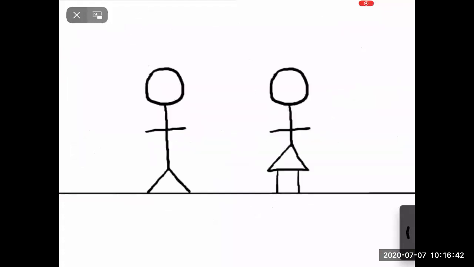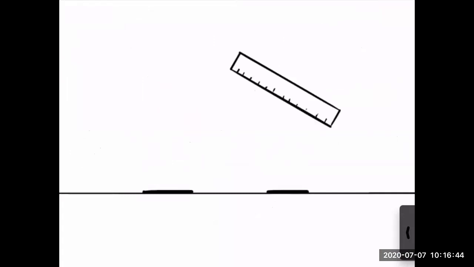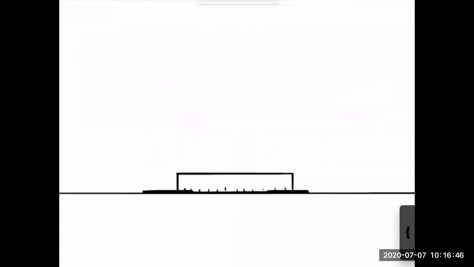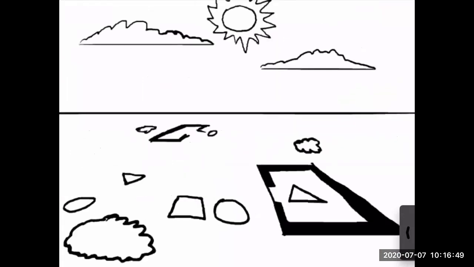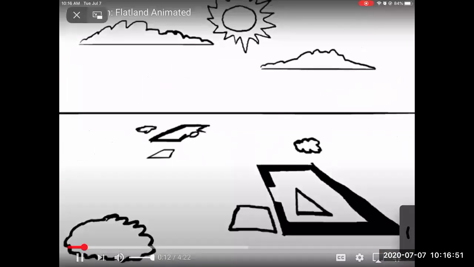Let's imagine that we are perfectly flat. I mean, absolutely flat, and that we live, appropriately enough, in a Flatland, a land.